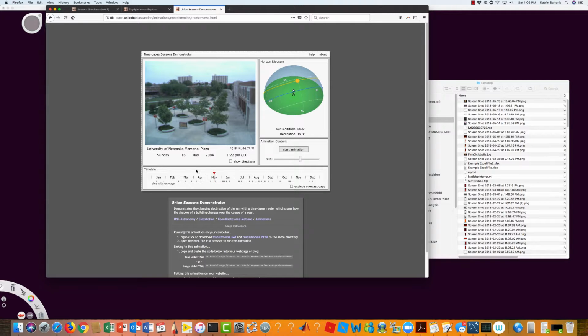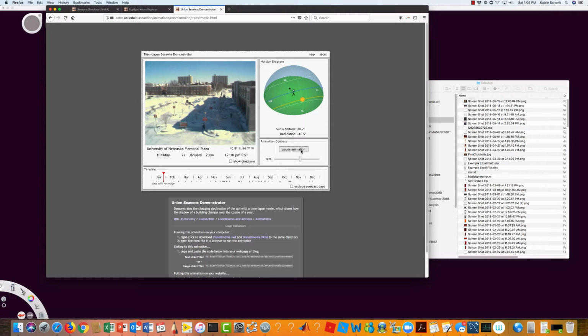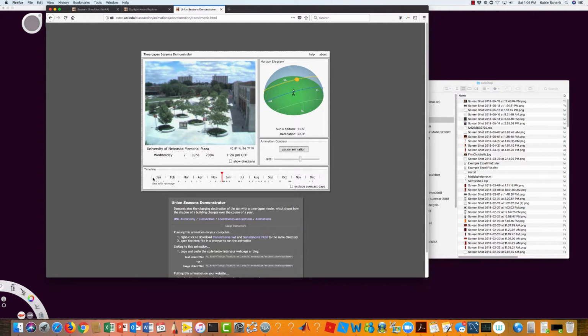Let's start it over here at the beginning of the year. Here, let's move over. Here we go. And I'm just going to let it play. So here we are, the end of August. Look at that shadow. It's pretty big, right? Oh, sorry. That was end of December, not end of August. Right. So here's a really short shadow.